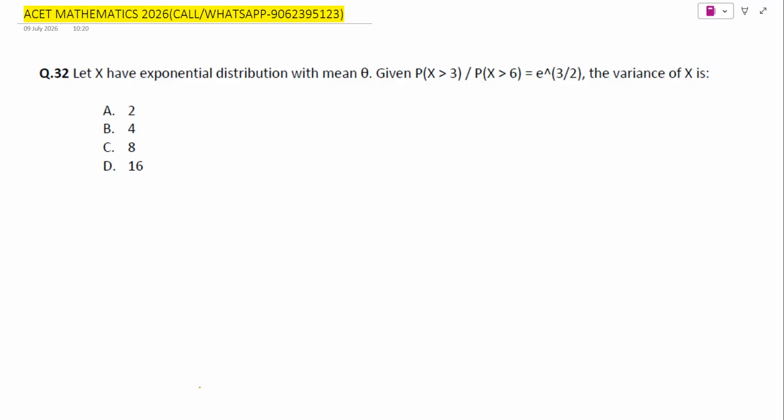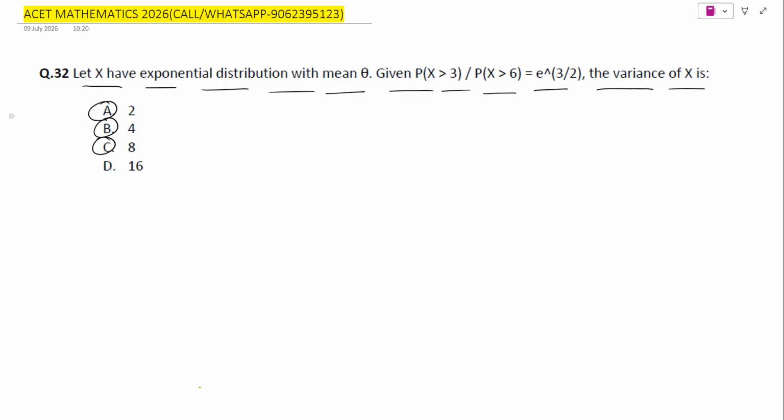If you know just three formulas, the PDF, the survival function and the variance, you can solve almost every ACET question in less than a minute. So let's solve today's question. Read the question carefully. Let X have exponential distribution with mean theta, and given probability of X greater than 3 by probability of X greater than 6 is e to the power 3 by 2. The variance of X is what?